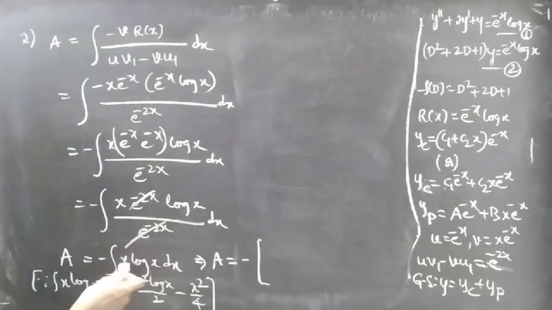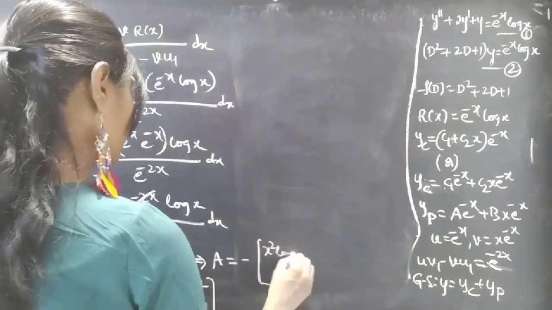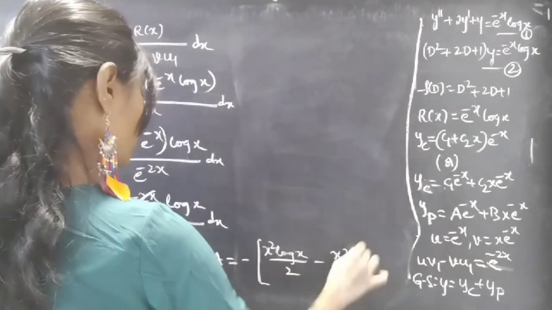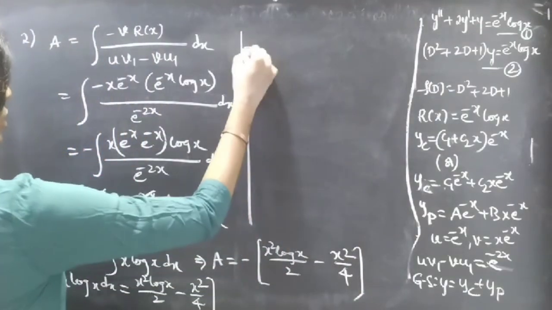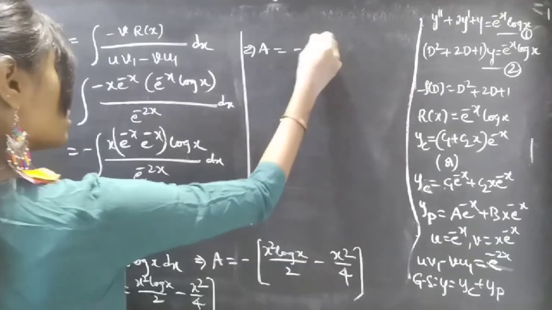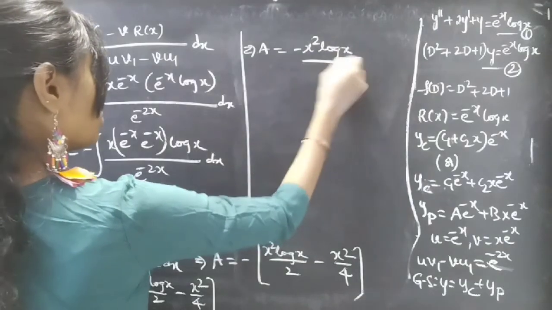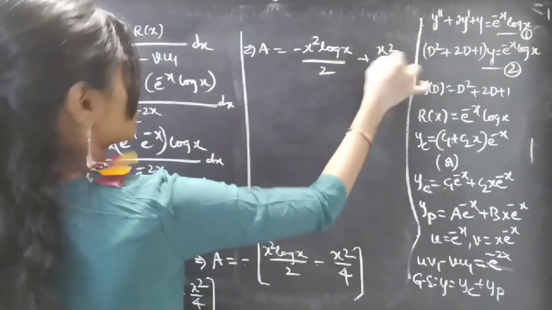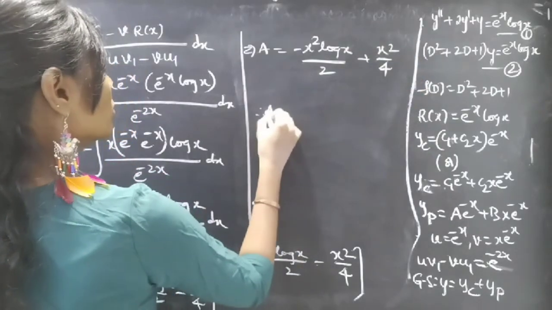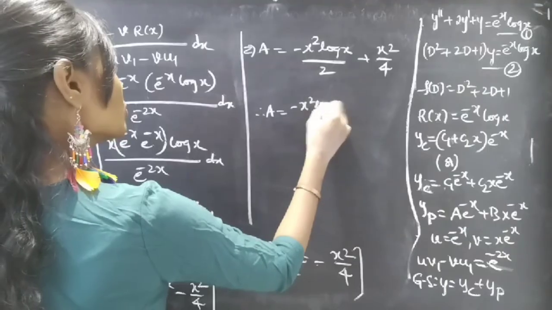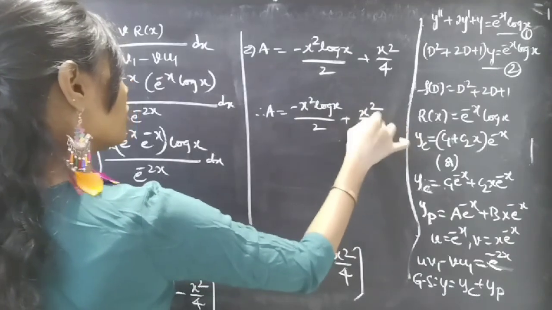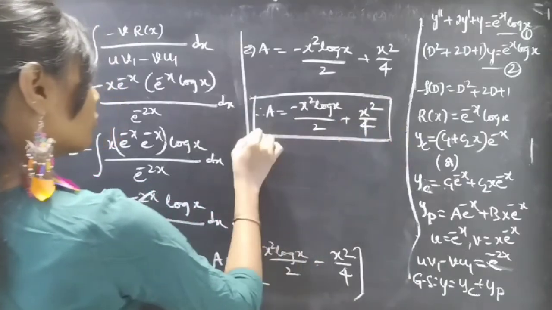minus of integral x log x dx, which is x square log x by 2 minus x square by 4, which gives us a equal to minus x square log x by 2 minus into minus plus x square by 4. Therefore a equal to minus x square log x by 2 plus x square by 4. We got a. Let's now find b.